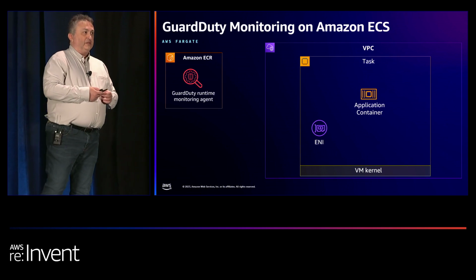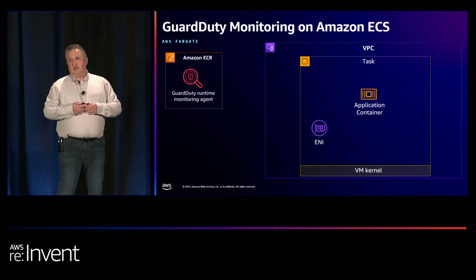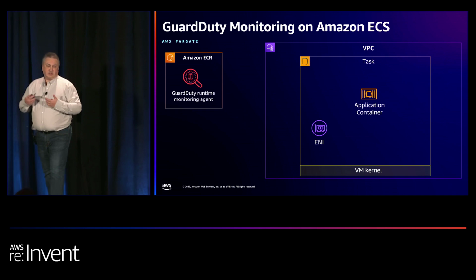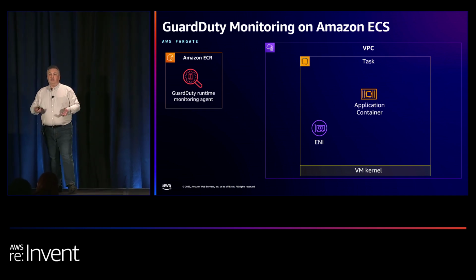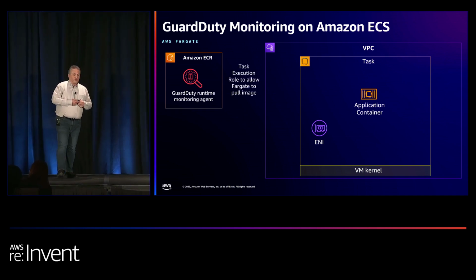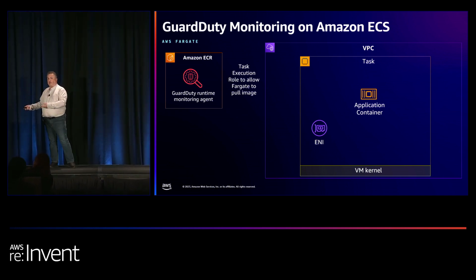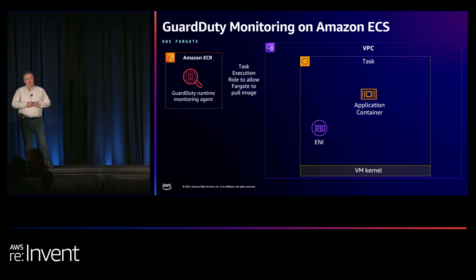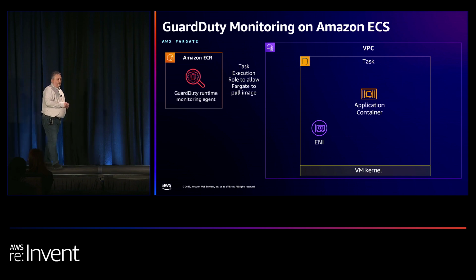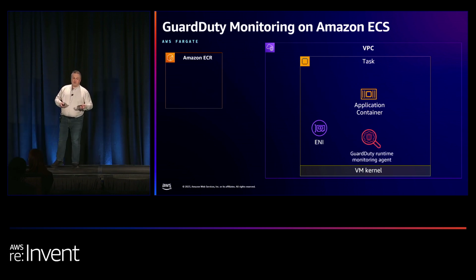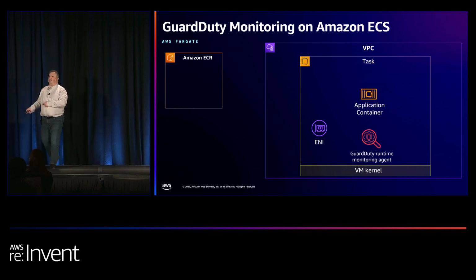Looking at Fargate, it's even simpler. In this case, we maintain the GuardDuty runtime monitoring agent on ECR on a private repo. So the one thing you would need to do is ensure your task can allow Fargate to pull that image from that repo. And that's all you have to do. No adjustments to task definitions. We'll manage the image for you. We'll patch it, upgrade it. And every time that you launch a new task, either as a standalone or part of a service, we pull the latest image from ECR and run it inside your task.